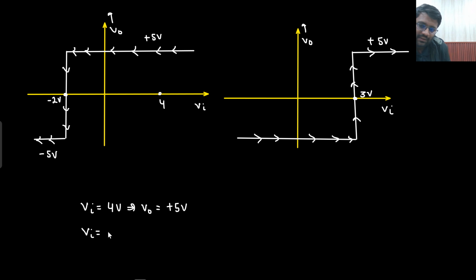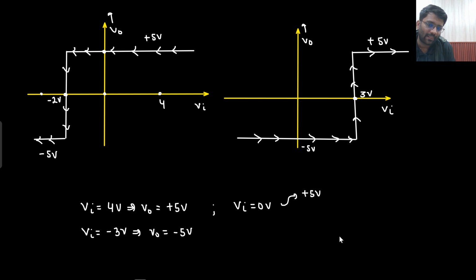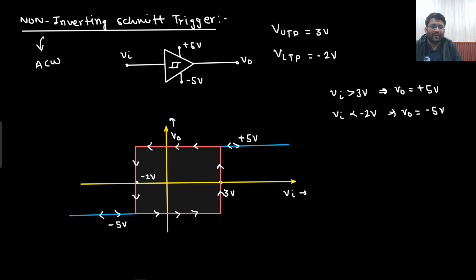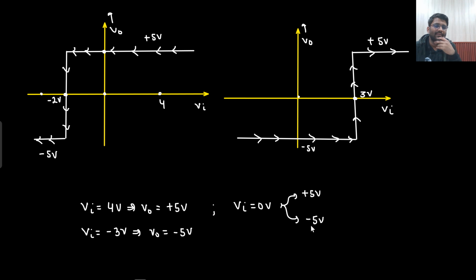If your Vin is minus 3 volt, what will be my output? Sir, if your Vin is minus 3 volt, then this characteristic is saying that your output should be minus 5 volt, and this characteristic is also saying minus 5 volt. In both of the cases, you are sure about the output. But let's say someone says that my Vin is 0 volt, what will be the output? Sir, when your Vin is 0 volt, then this characteristic is saying that your output should be plus 5 volt, and this is saying that your output should be minus 5 volt. So who is correct? Sir, this particular characteristic that you have made will follow both of the cases, no? So which one is correct?